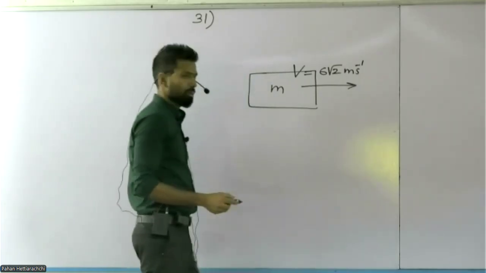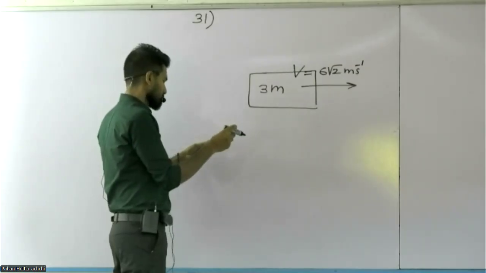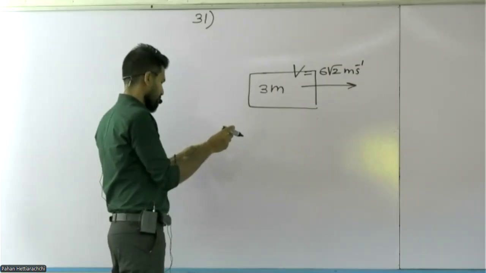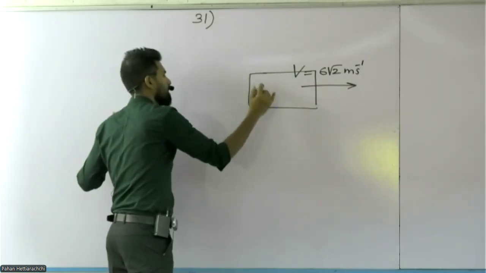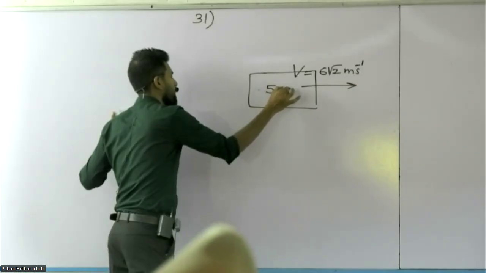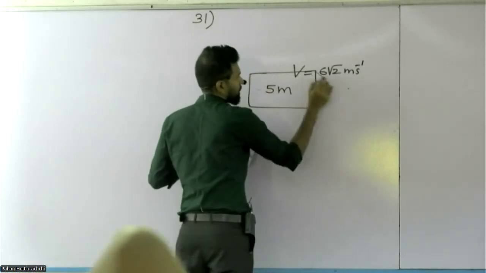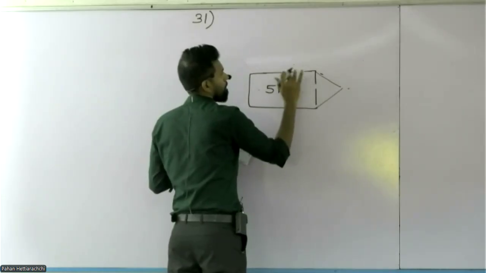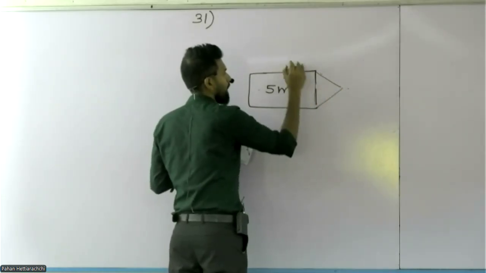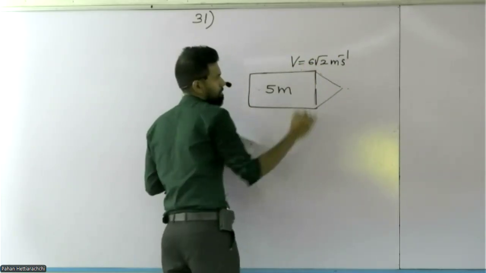I'm taking the complete mass as 5m. The complete mass of the rocket is 5m and its velocity is equal to 6√2 meters per second.